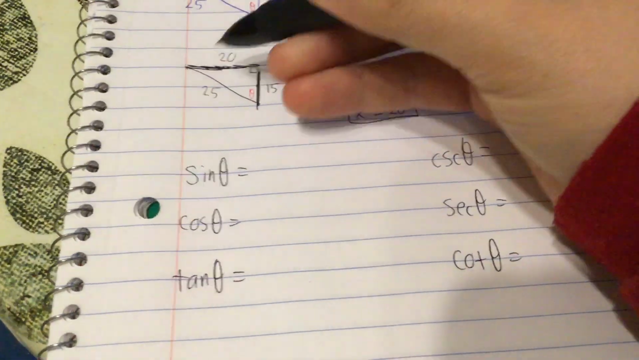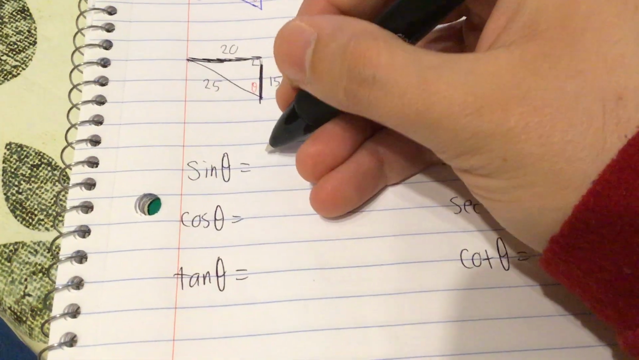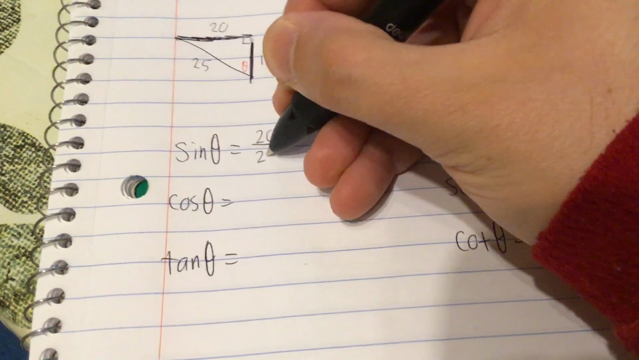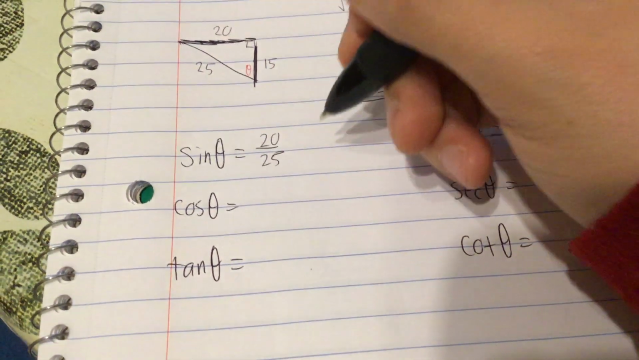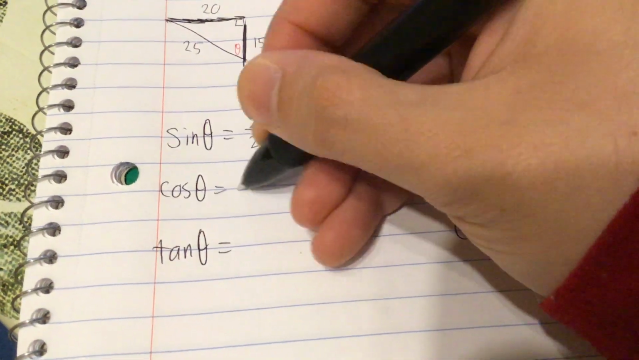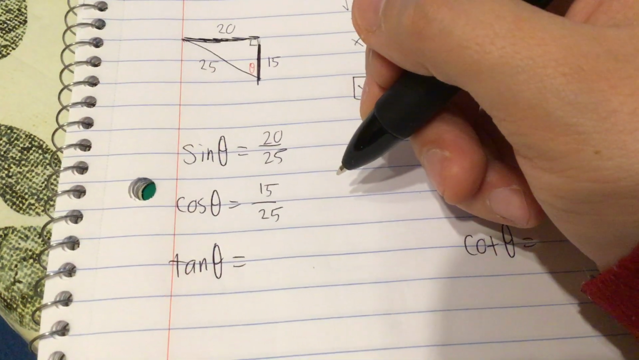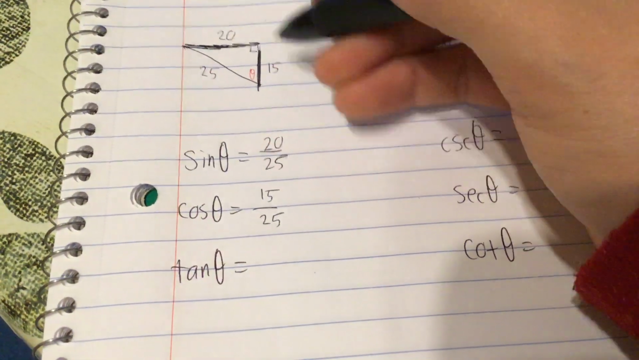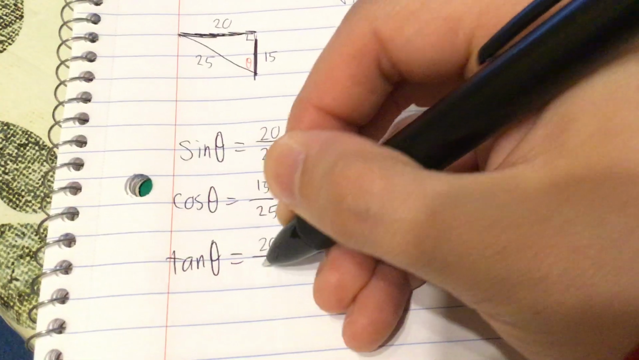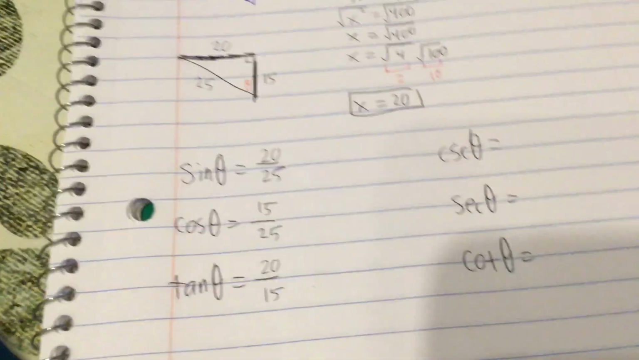Okay, so the sine of theta is the opposite over the hypotenuse. That'd be 20 over 25. The cosine of angle theta would be 15 over 25. And the tangent of angle theta would be 20 over 15. And again, you can simplify these fractions if you want. Be my guest. You don't have to, though.